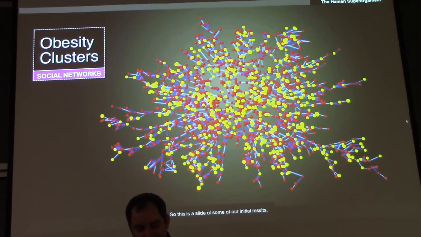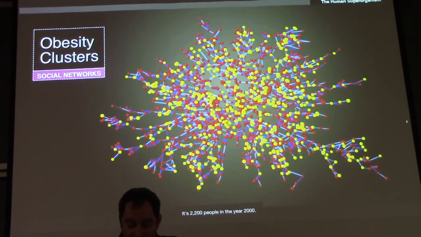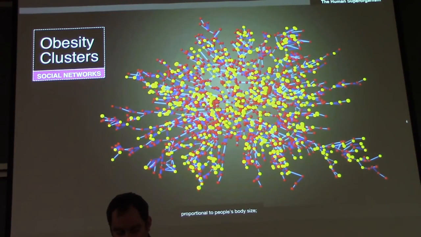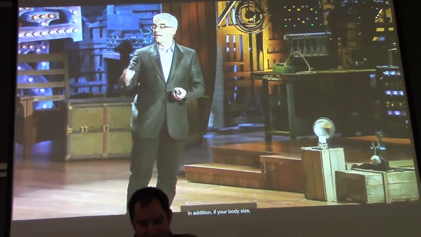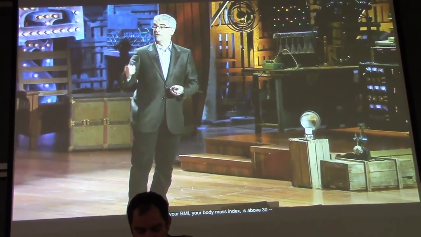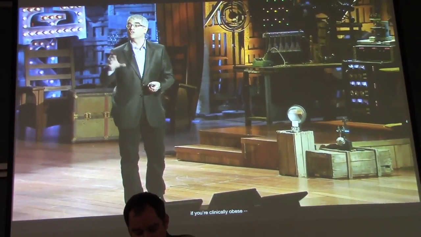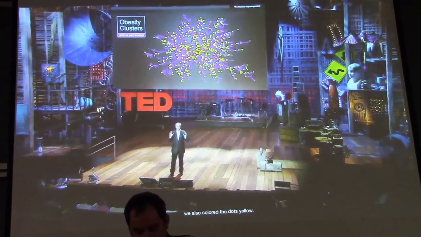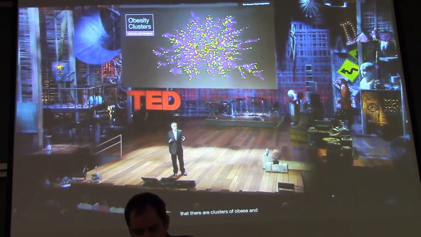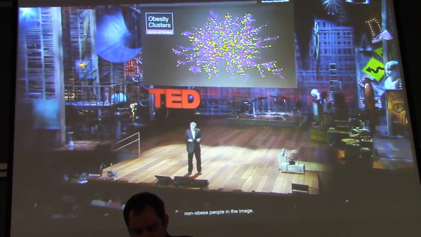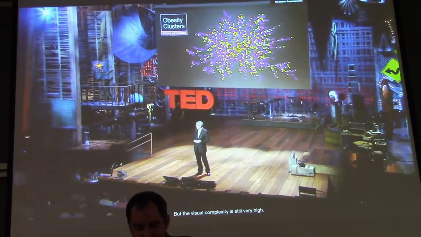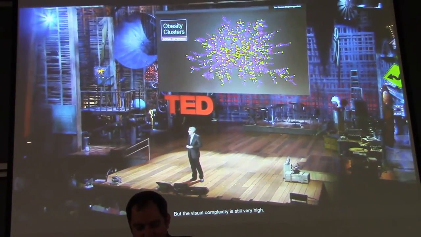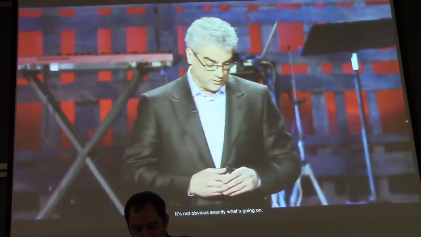So this is a slide of some of our initial results. It's 2,200 people in the year 2000. Every dot is a person. We make the dot size proportional to people's body size. So bigger dots are bigger people. And in addition, if your body size, if your BMI, your body mass index is above 30, if you're clinically obese, we also color the dots yellow. So if you look at this image right away, you might be able to see that there are clusters of obese and non-obese people in the image. But the visual complexity is still very high. It's not obvious exactly what's going on.